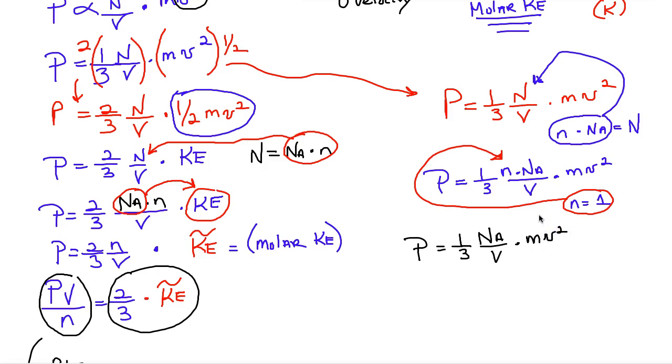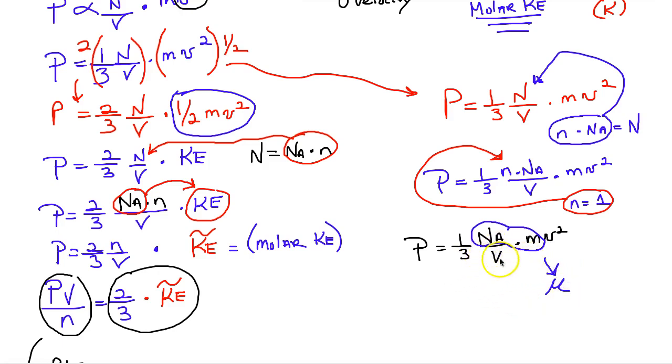Now we're going to see something here that's pretty interesting. If I take this Na and multiply it by the mass, Avogadro's number times the mass, it's going to give me some number of grams. And because we're doing it per 1 mole, we're thinking about the mass if I have a mole of that gas. Therefore, this right here is molecular mass, fancy M.